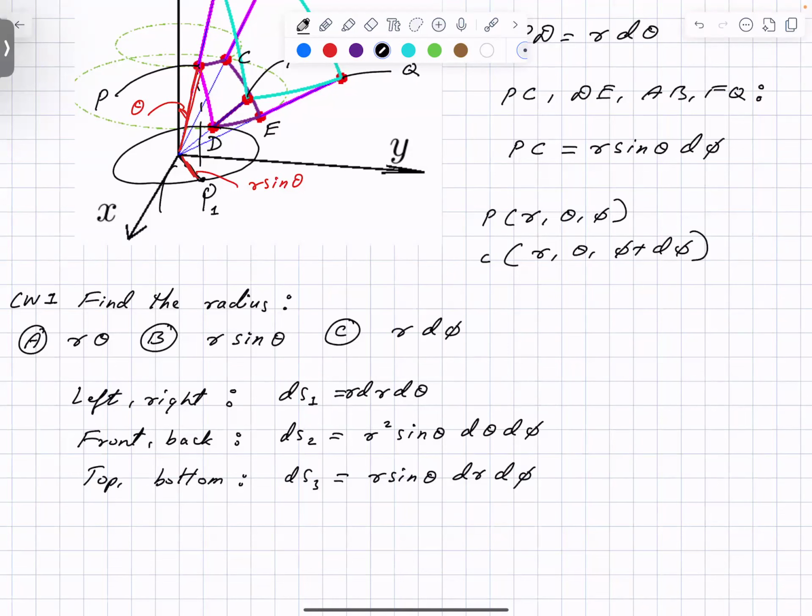And then also we'll write the differential volume. The volume is, so we multiply all three sides. We get r squared sine theta dr d theta d phi. And we're going to see in a bit where we apply these differential surfaces and differential volumes. Any questions?